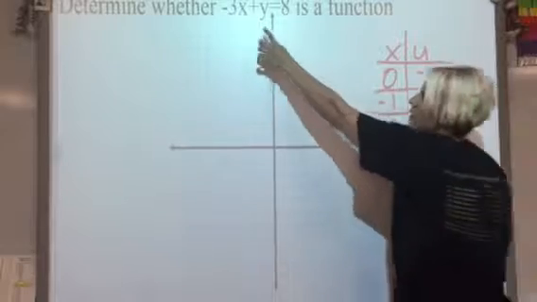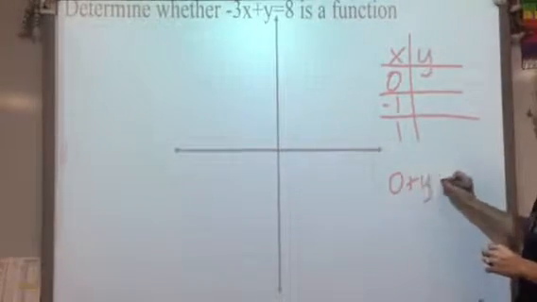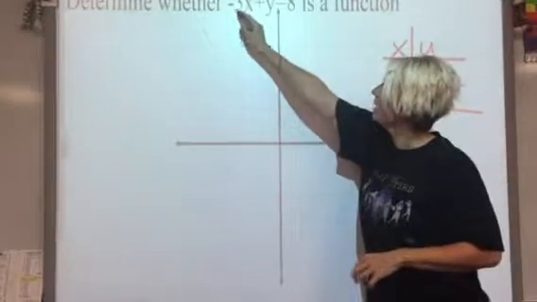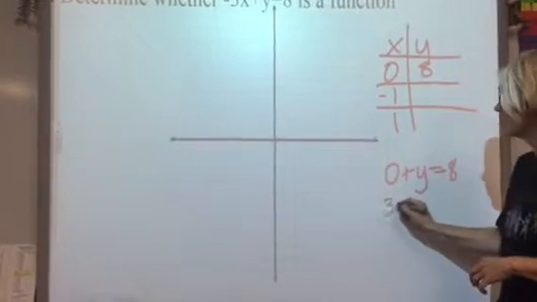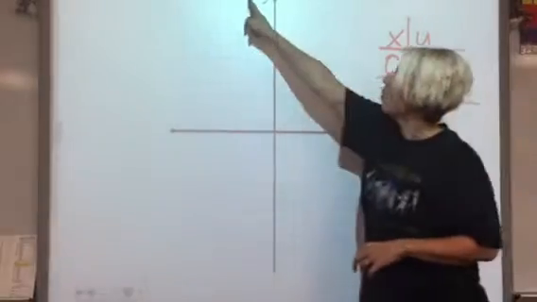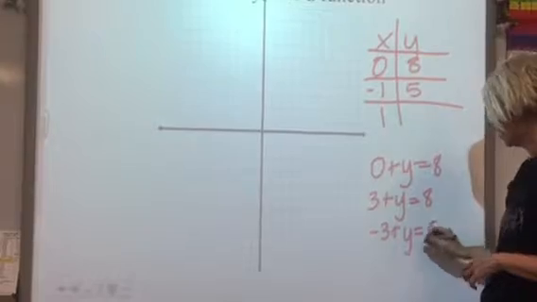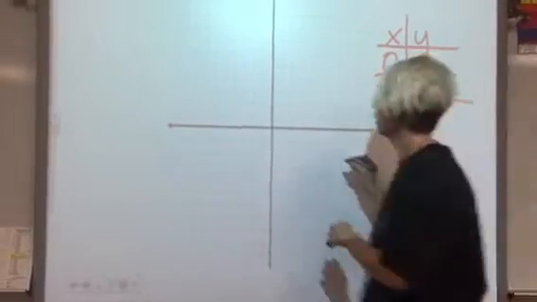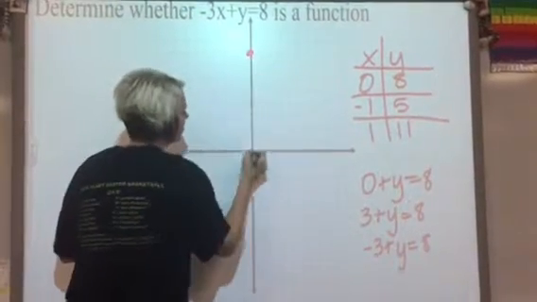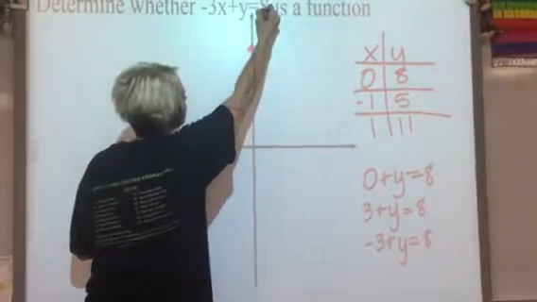So 0 would be negative 3 times 0. 0 plus y equals 8, so this would have to be 8. Negative 1 would be negative 3 times negative 1, which is 3, plus y equals 8. So y would have to be 5 here. And 1 would be negative 3 plus y equals 8. So this would have to be 11. So 0, 8 is here, negative 1, 5 is here, and 1, 11 is here, just a little bit off.